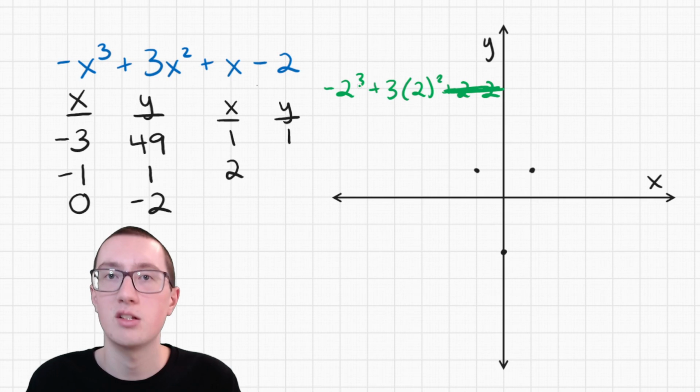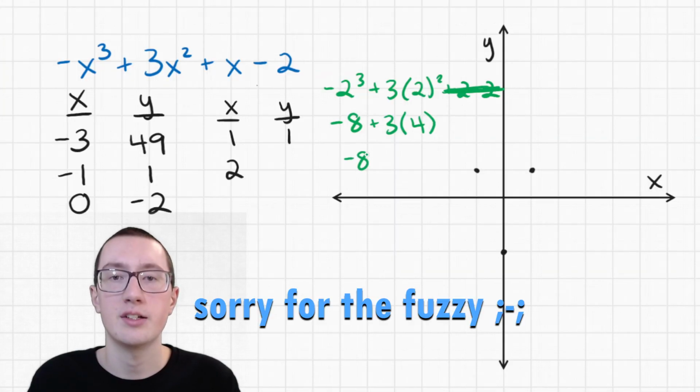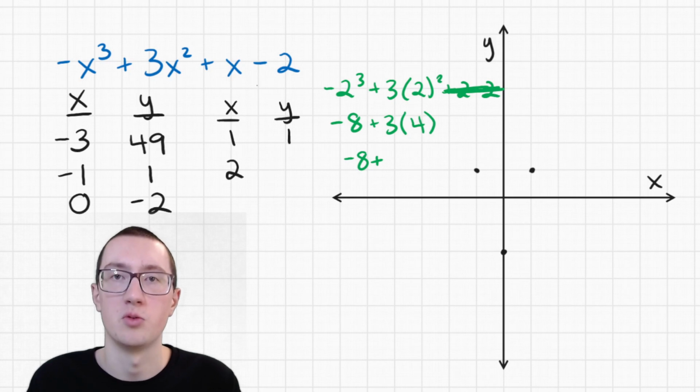So we're going to have -8 because that negative sign is here. Then we're going to have plus 3 times 2 squared. That's 2 times 2, which is 4. Now the -8 is going to stay, and we have 3 times 4 because we have to do multiplication first. 3 times 4 is 12.